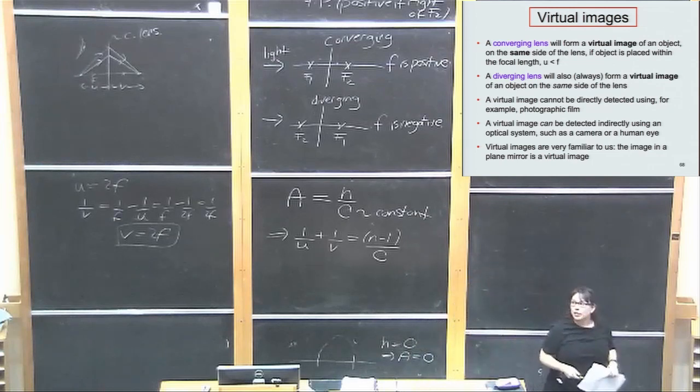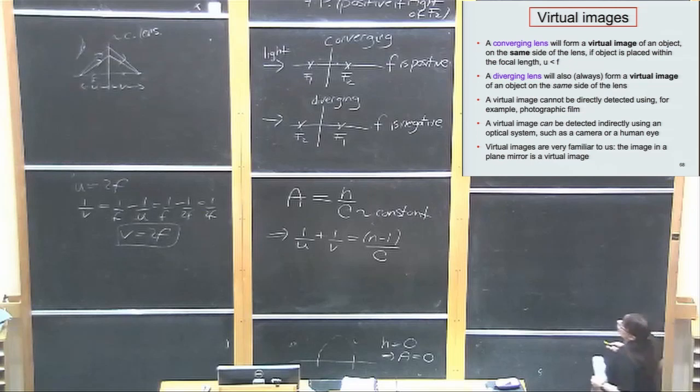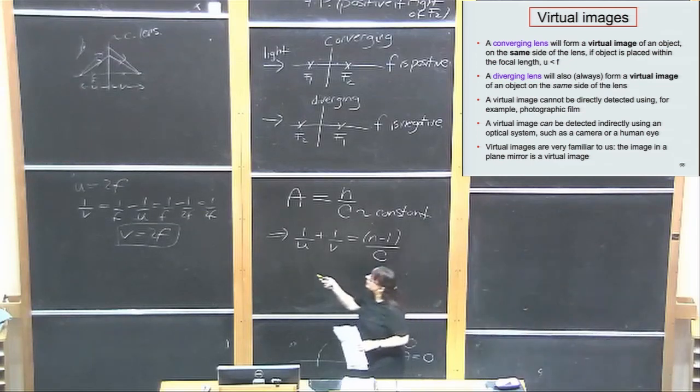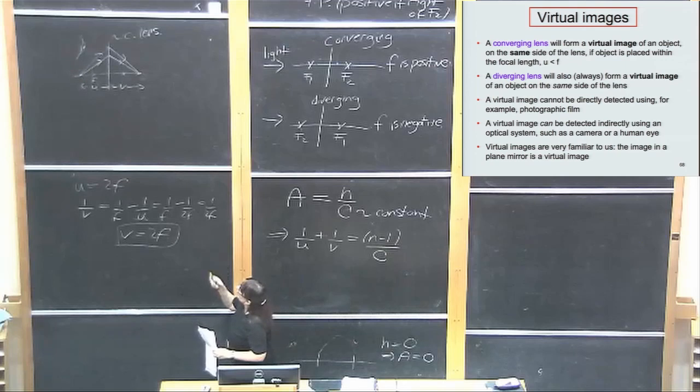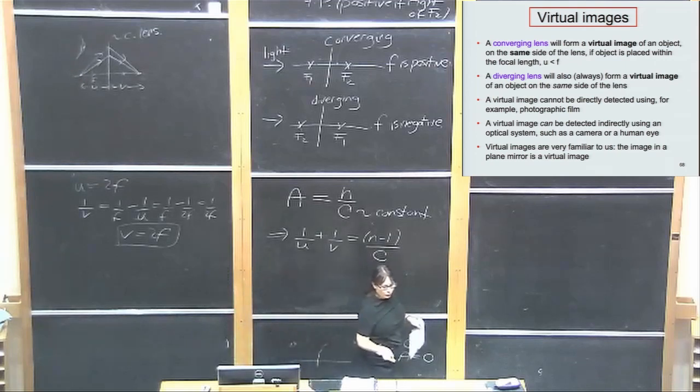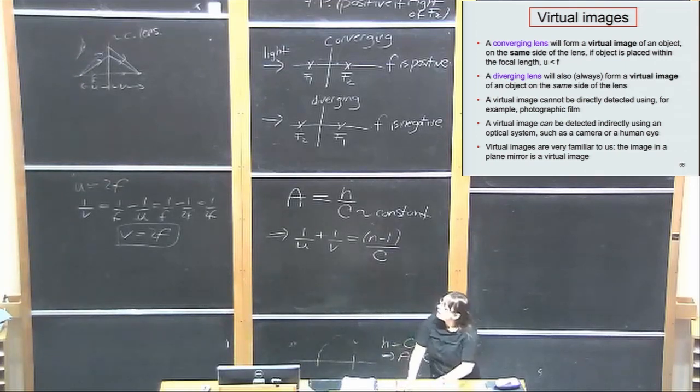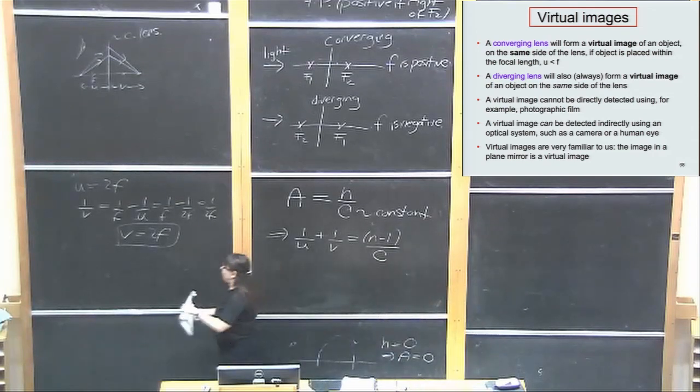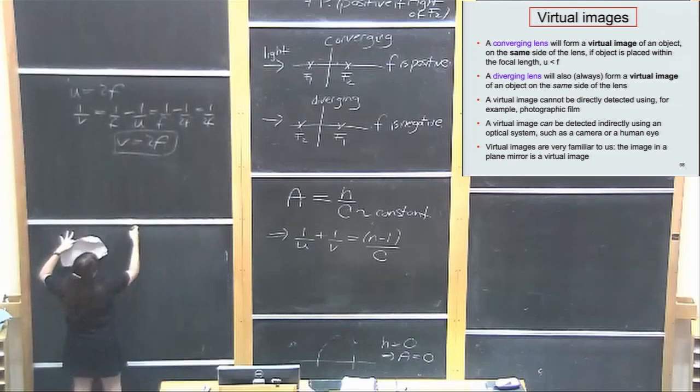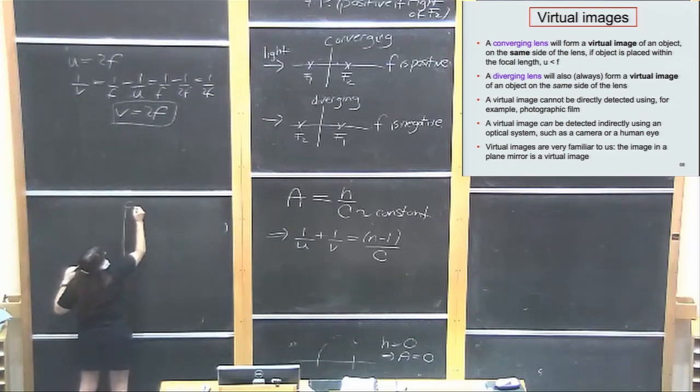Okay, what about virtual images? So we've seen a converging lens will form a real image if the object is placed outside the focal point. If you place an object inside the focal point, then you get what's called a virtual image. So what's going on there? Again, this is going to be a converging lens.